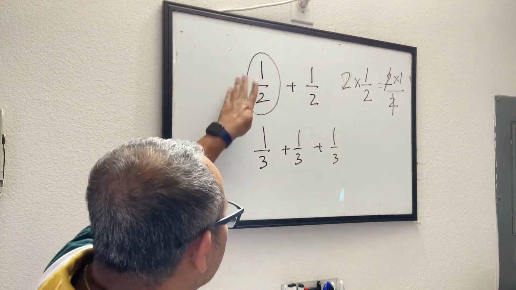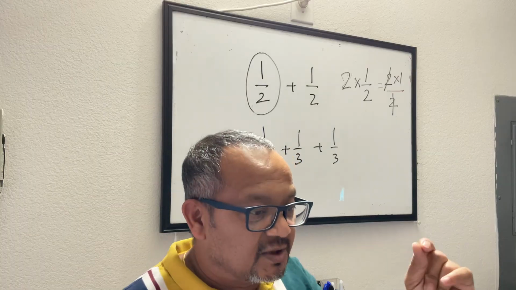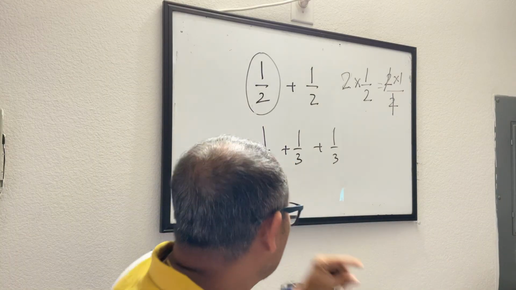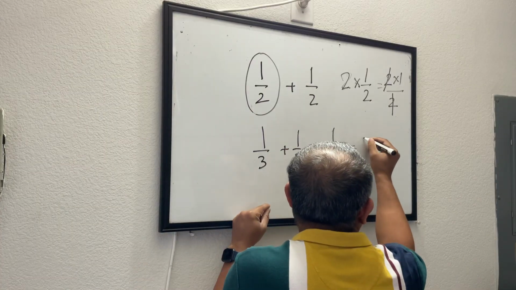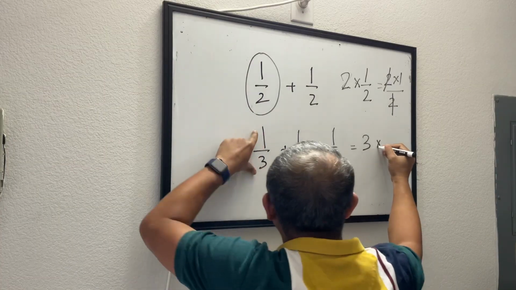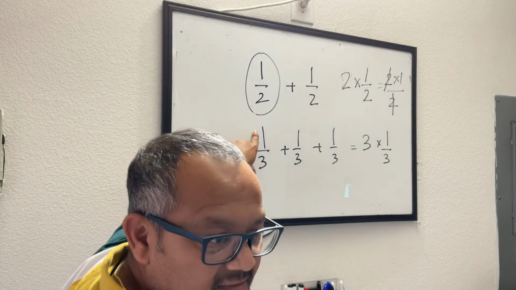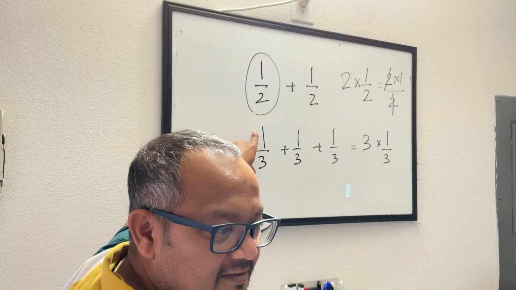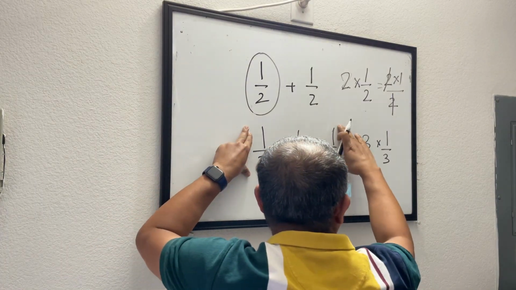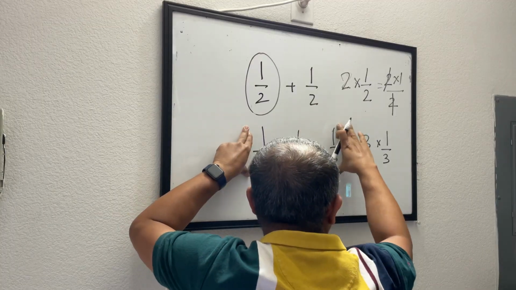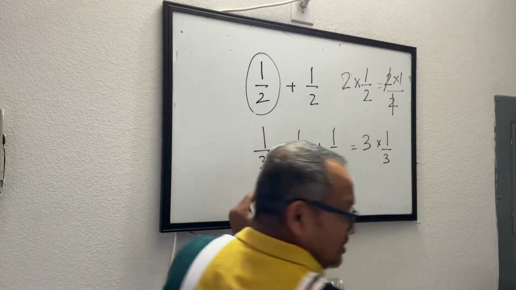Now look at this thing. 1/3 plus 1/3 plus 1/3. Let's say 1/3 is nothing but a grape. Okay? 1 grape, 2 grapes, 3 grapes. And what was my grape? I said 1/3 is a grape. So 1 grape plus 1 grape plus 1 more grape, 3 grapes. My grape is 1/3.